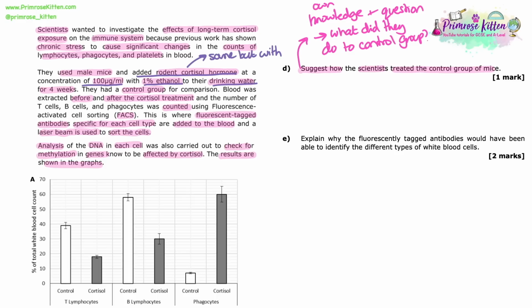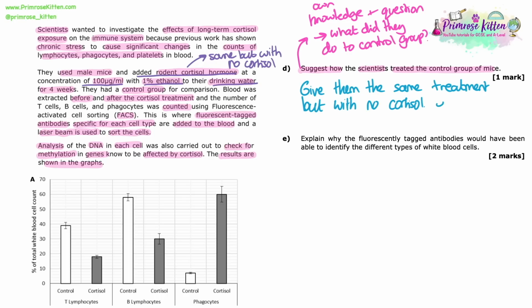So the control group should have been exactly the same, but just without the cortisol. So they still get something else like water or nothing, and then the 1% ethanol in the drinking water for 4 weeks. So it should be the same. We should include the 1% ethanol because that's not cortisol, and just to make sure that that's not having any effect. But always need to say treat them exactly the same or give them exactly the same treatment, but with no active ingredient or whatever it is that's causing the change. In this case, it's the cortisol.